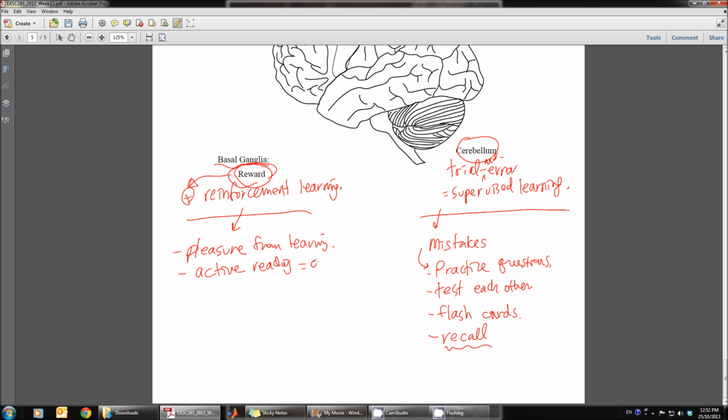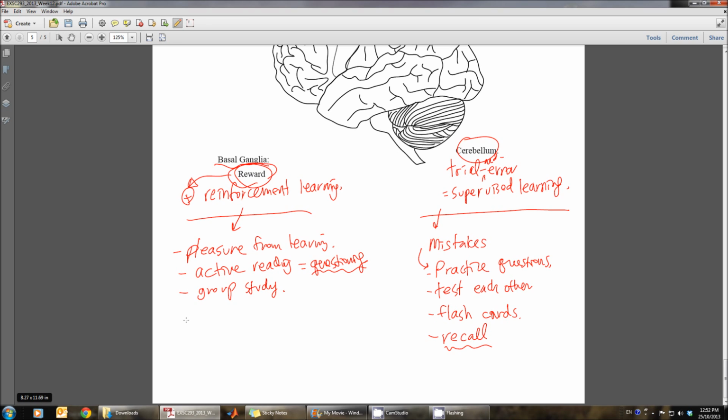like questioning while reading and finding the answers. And also, if you form a group study, this can also have these reinforcement mechanisms, because as a group, you might feel you achieved something after each session, and that might give you pleasure. And you might want to do more because it gives you pleasure.